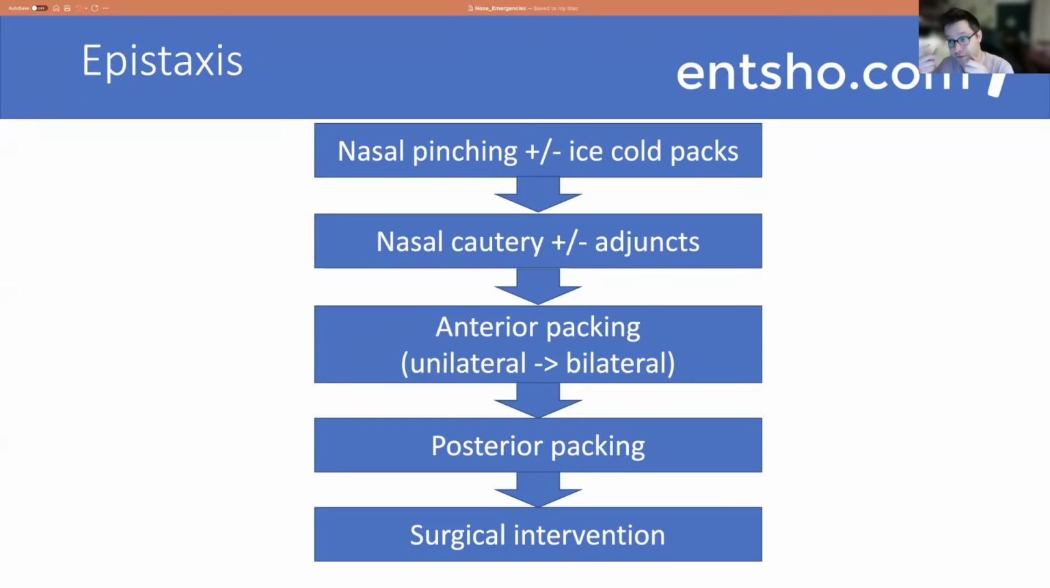You inflate the balloon and then pull it anteriorly until it elevates the soft palate to seal the nasopharynx, and then pack with BIPP coated gauze, and then clamp that, taking care to protect the nose from any pressure damage. And if none of those things are working, then the next step up is surgical intervention.